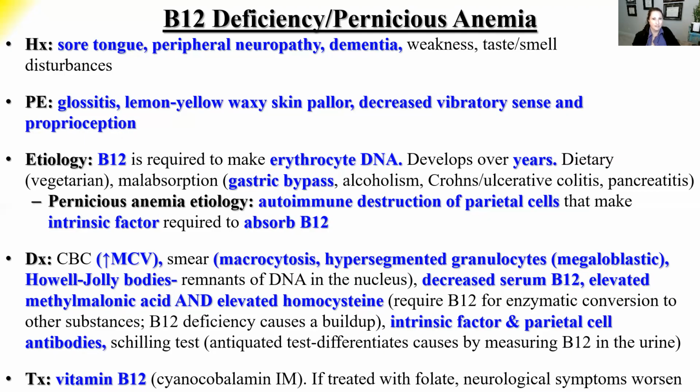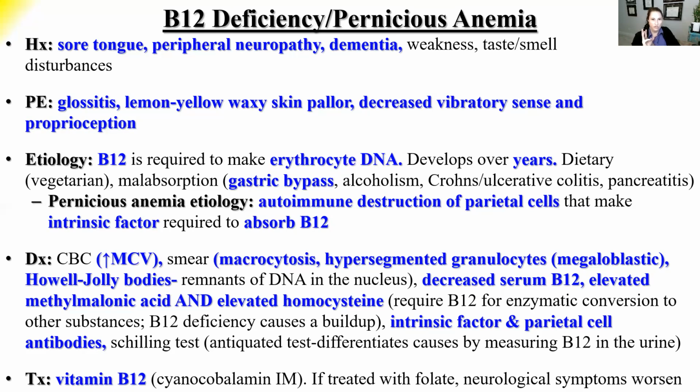That's really highly tested on the board, so I'm going to say that again. Pernicious anemia is the autoimmune destruction of the parietal cells that make the intrinsic factor that is required for B12 absorption. So it's a specific type of autoimmune B12 deficiency anemia.